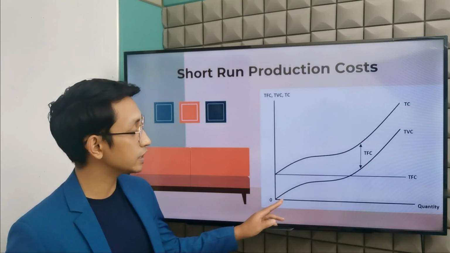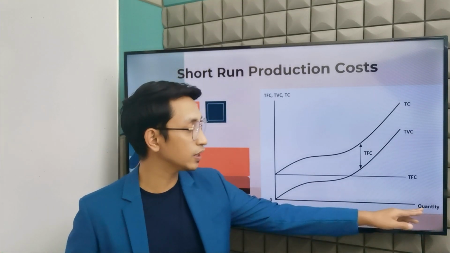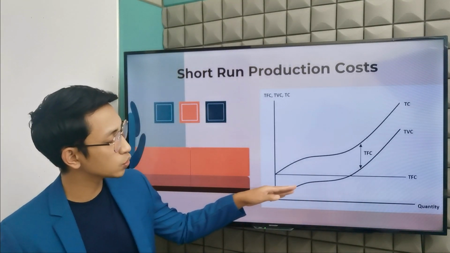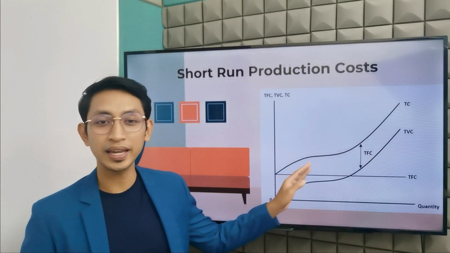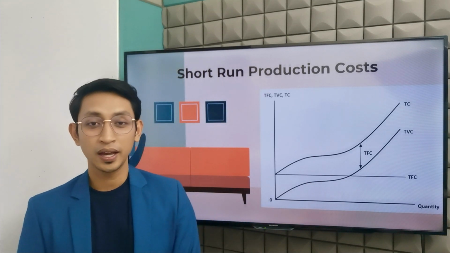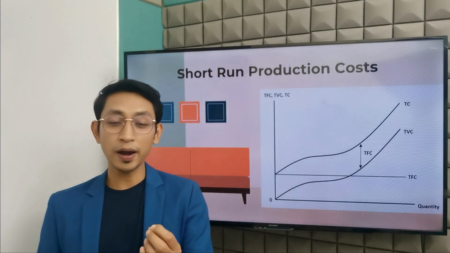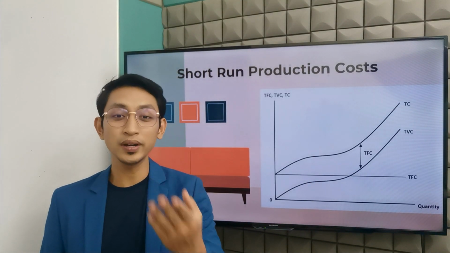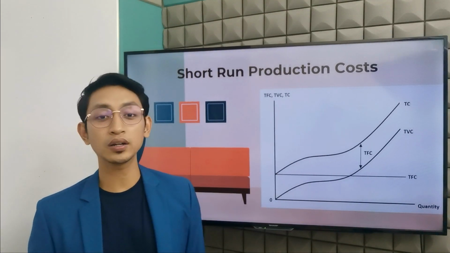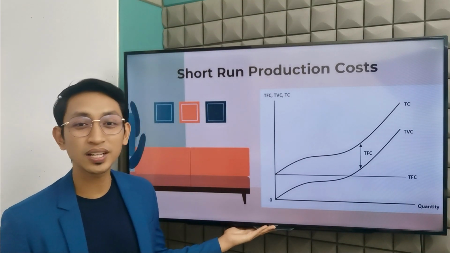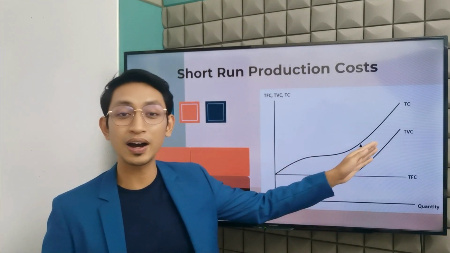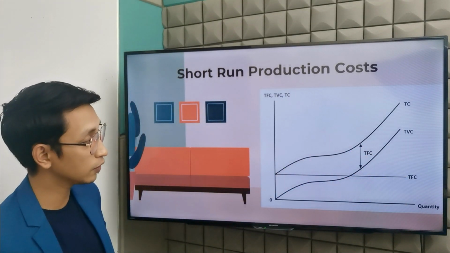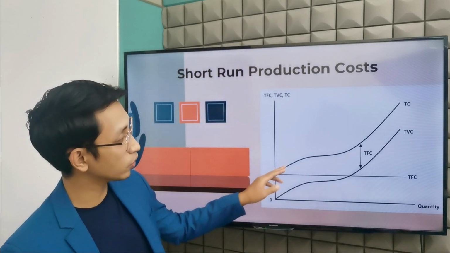So as you increase the total quantity of output, your variable cost will increase in number. Since the total variable cost will increase as output increases, the total cost curve will follow the shape of our total variable cost. Okay, so this is our total cost.